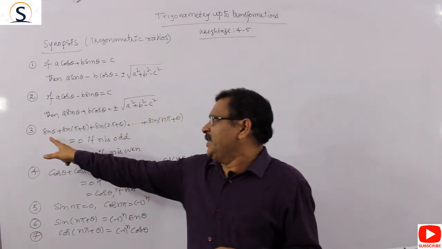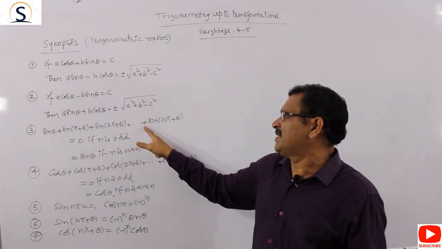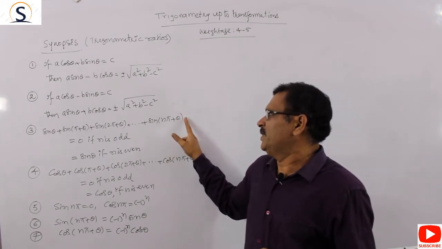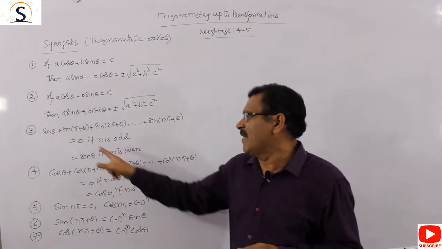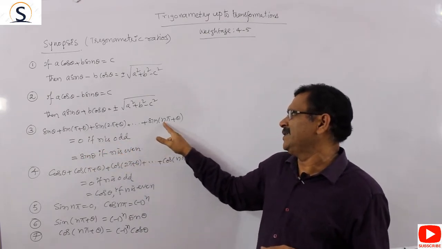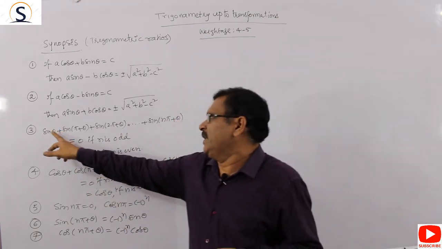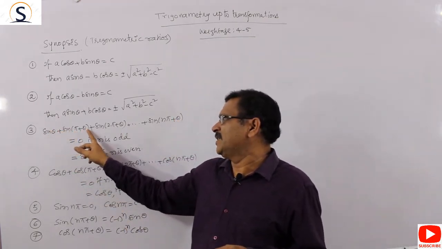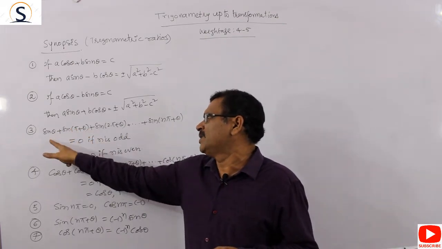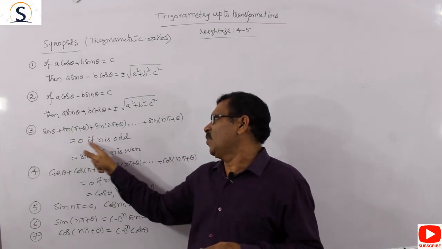Next, sin theta, sin of pi plus theta, sin of 2 pi plus theta, and so on up to sin of n pi plus theta. If this series is there, its value is 0 if n is odd. That means here n is odd. Suppose I take n is equal to 1, then only sin theta plus sin of pi plus theta, because n pi means n is equal to 1. So you get only 2 terms. You observe here n value is odd, then its sum is equal to 0.